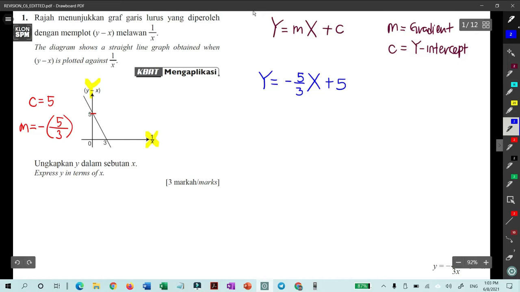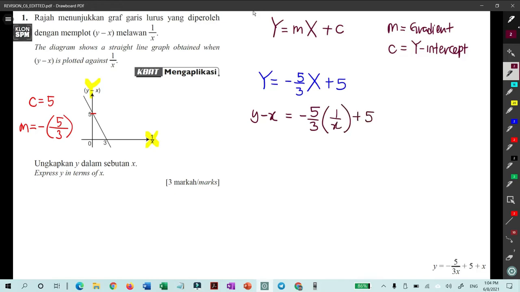If you refer to the question, it asks you to express y in terms of x. But what I have done is we express the capital Y in terms of the capital X. So we have to change both the capital Y and capital X to the small y and small x. So that is the next step. The capital Y is y minus x, equals negative 5 over 3, and then I'm going to substitute the capital X with 1 over x, plus 5.